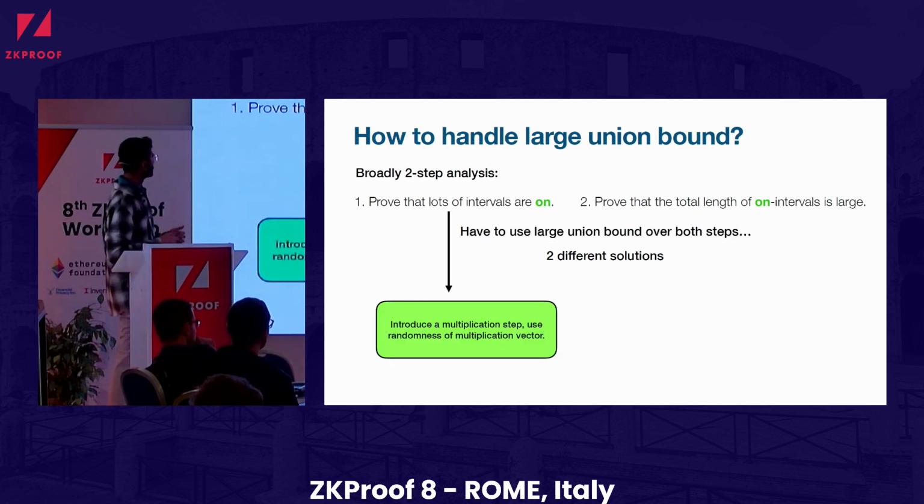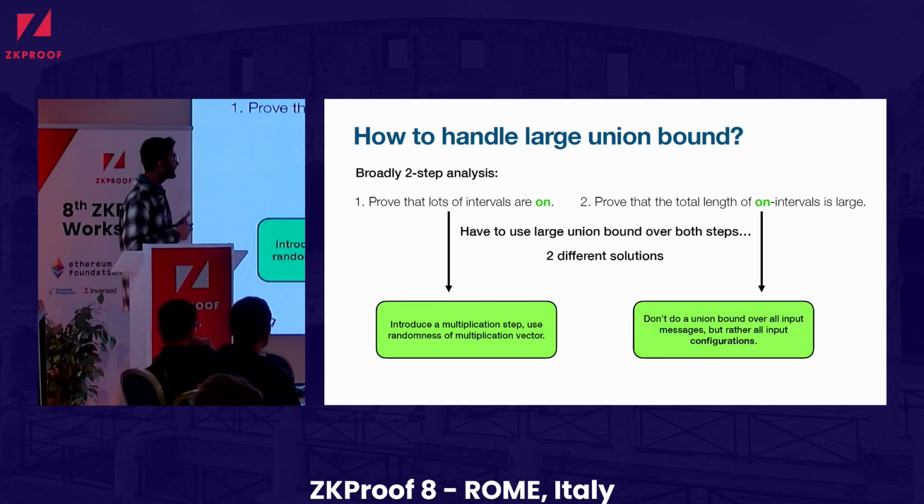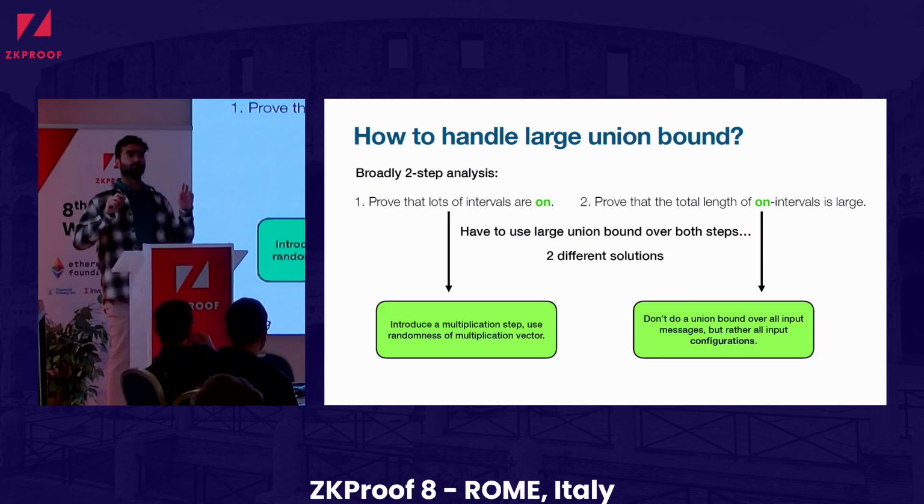So the solution to the first problem is that we introduce a multiplication step. In order to union bound over all of these many things, we're going to use the randomness of this multiplication vector. And then for the second step, we actually don't even end up doing a union bound over all input messages, but rather over all input configurations. We're going to see what configurations mean later.